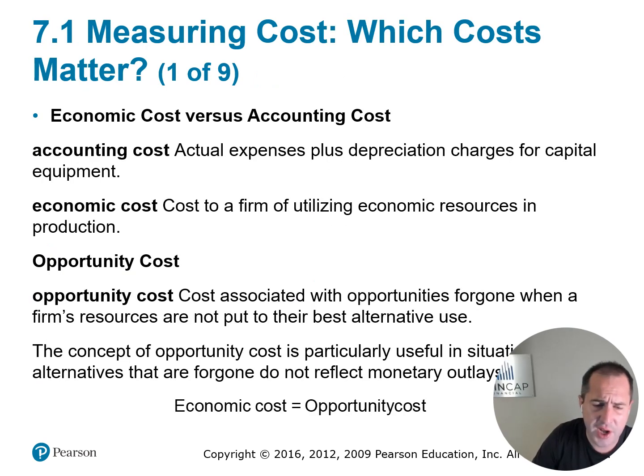So there's a few different costs we'll cover here. First, we have the accounting costs. Those are the actual expenses plus depreciation charges for capital equipment. Then there's the economic cost to a firm for utilizing the economic resources in production. Also think about opportunity costs associated with the opportunities forgone when a firm's resources are not put to their best alternative use. Like, what could you have done differently?